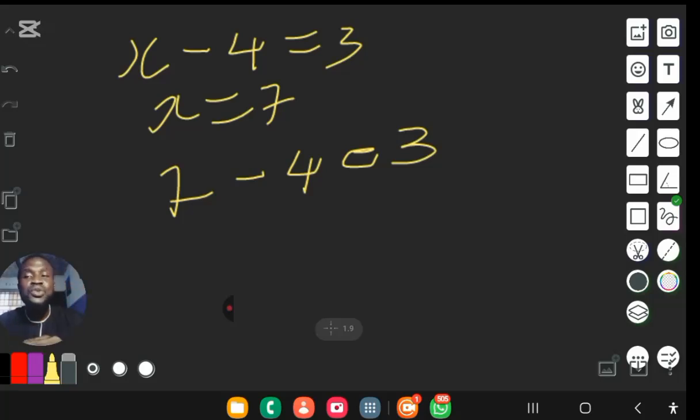Now let's quickly recap the 5 golden tricks. The first one is balance both sides. The second one is eliminate fractions. The third one is combine like terms. The fourth is use inverse operation. And number 5 is always check your answers. Now that you know this, you will breeze through equations like a pro.